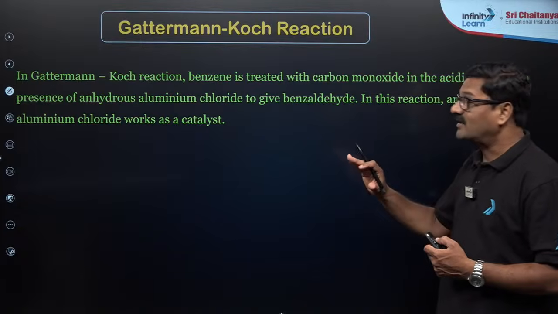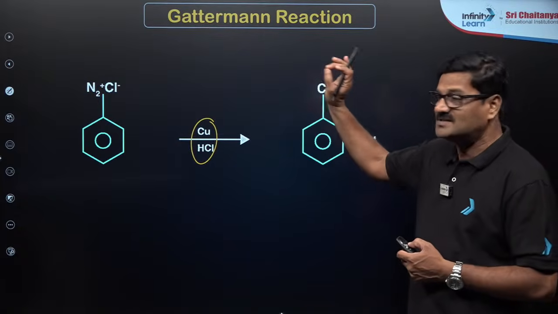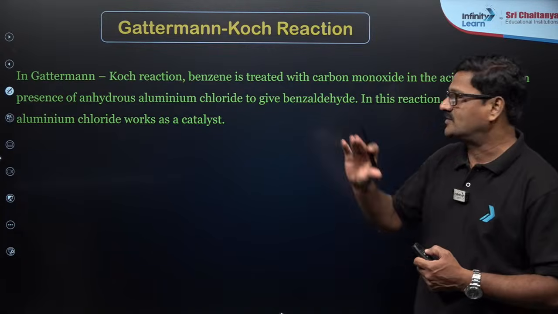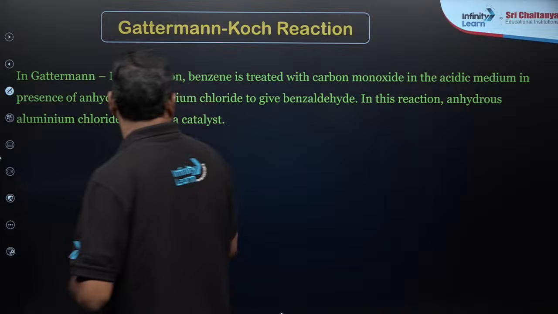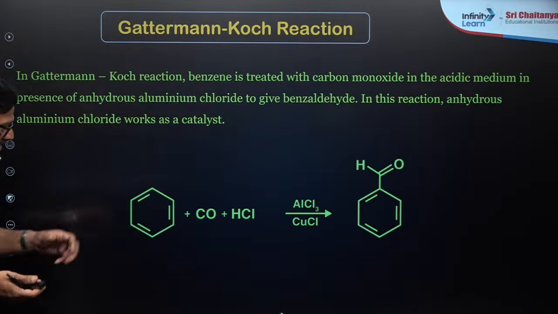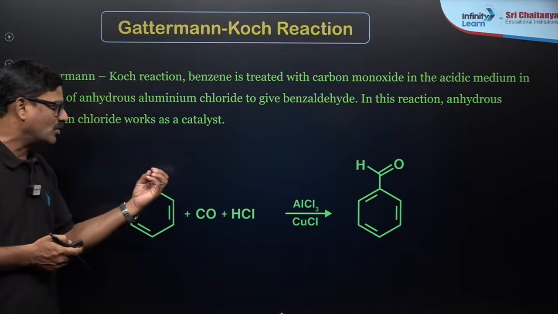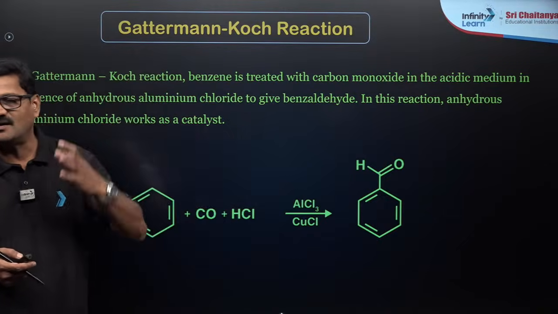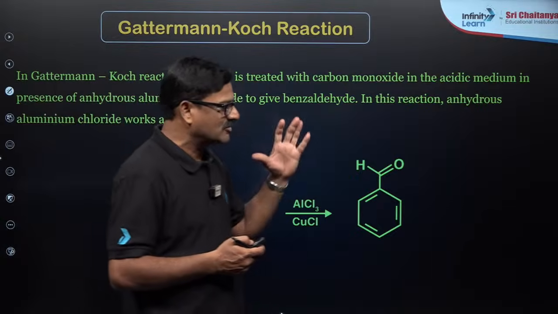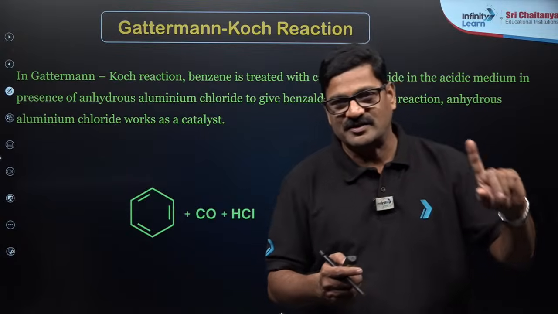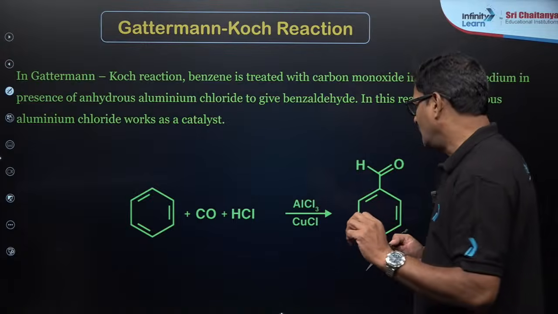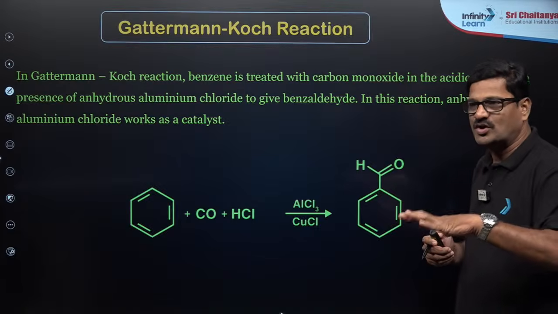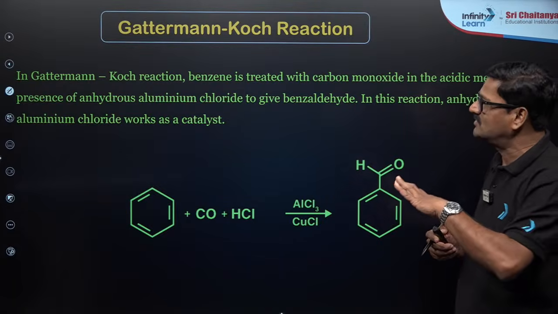Moving ahead, Gattermann-Koch reaction. This is about Gattermann and Koch reaction. Benzene is treated with carbon monoxide and HCl, so an aldehyde group is added to the benzene. Gattermann aldehyde synthesis or Gattermann-Koch reaction. Benzene to benzaldehyde directly, you can make it, with AlCl3, CuCl. Just one short revision for the total organic chemistry NEET reactions.